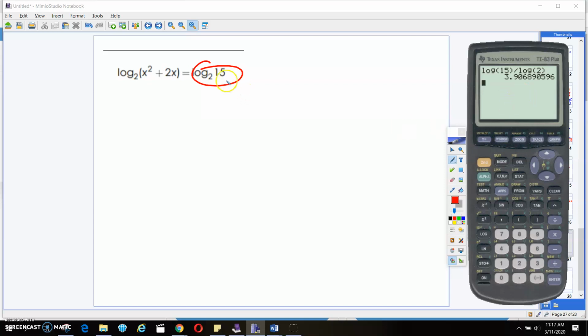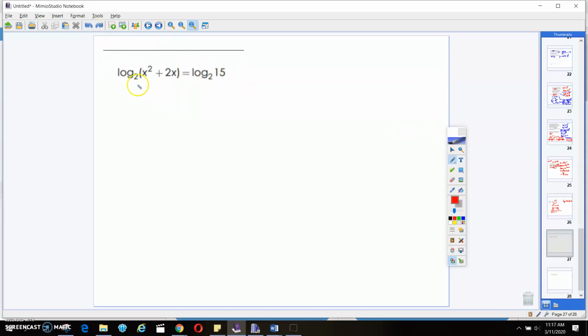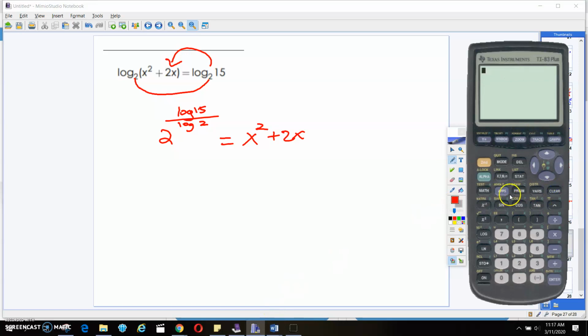But you're going to put this into exponential form, okay? So you're going to take the base, go to the outside, and finish here. So I've got 2 raised to the log of 15 divided by log of 2. And we're going to set that equal to x squared plus 2x. So I'm going to evaluate what I have over here on the left. So that's going to be 2 raised to the parentheses log of 15 divided by log of 2.